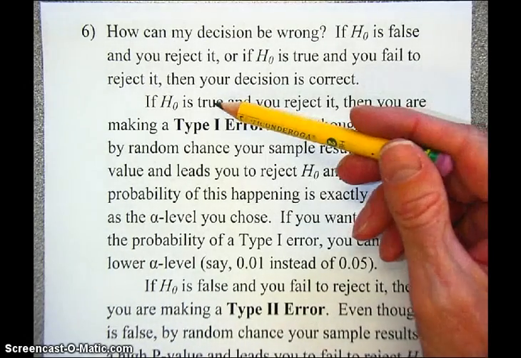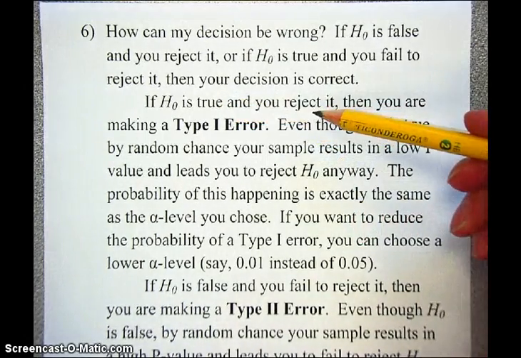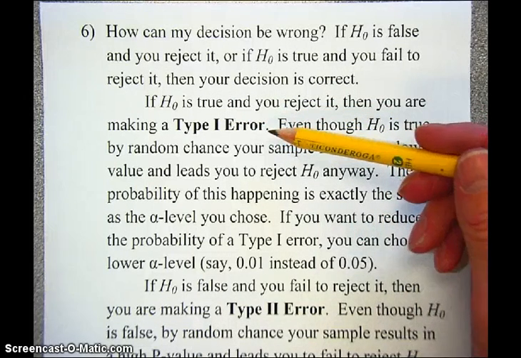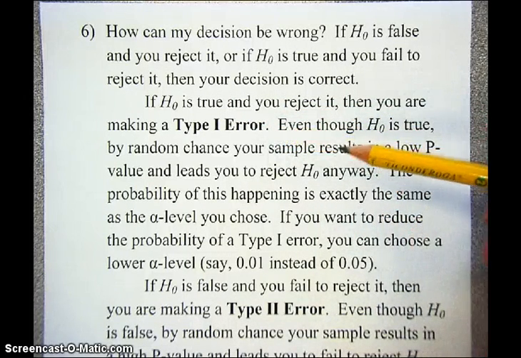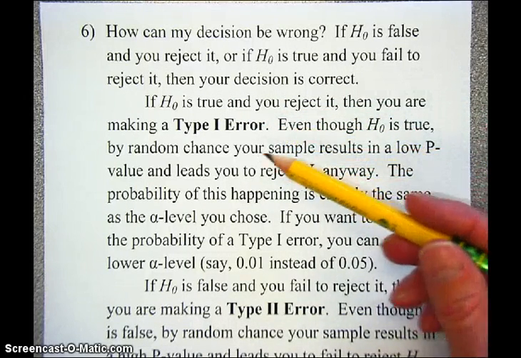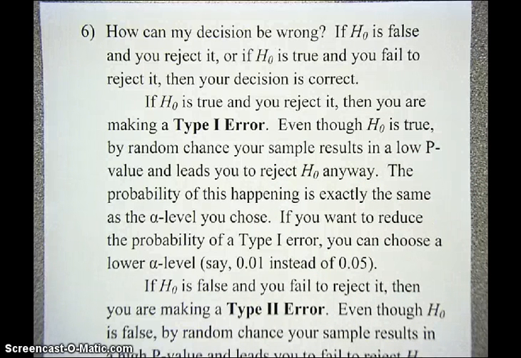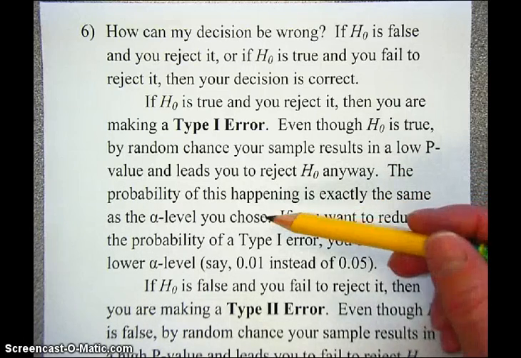If the null hypothesis is true and you reject it anyway, then you're making what we call a type 1 error. Even though H naught is true, by some random chance, your sample results in a low p-value and leads you to reject the null hypothesis anyway. That's purely due to the random chance of your sample. The probability of this happening is exactly the same as whatever alpha level you chose.